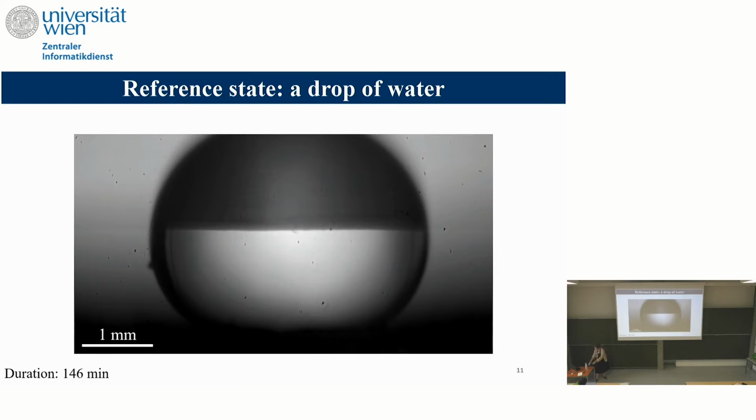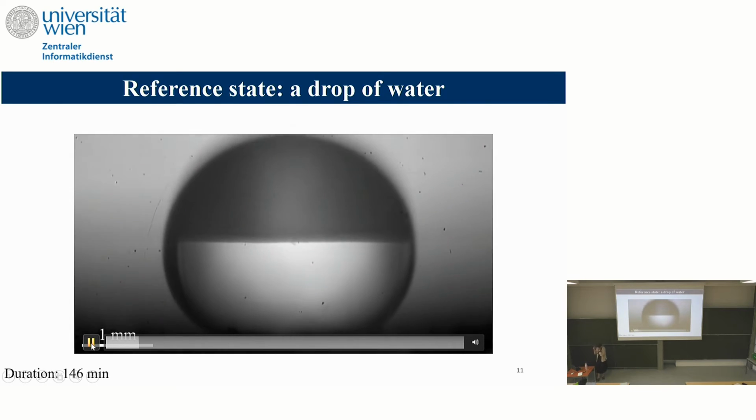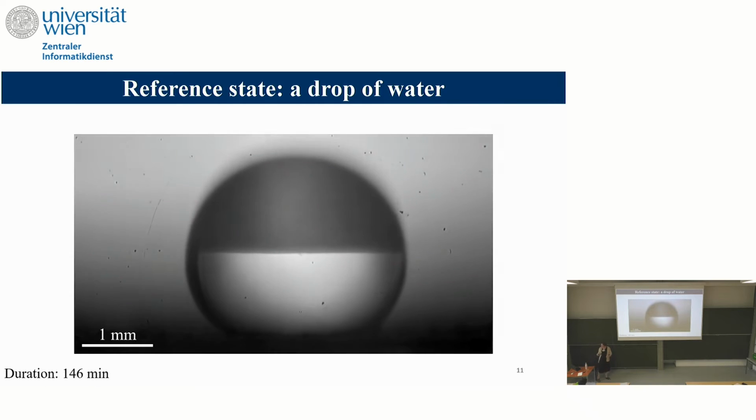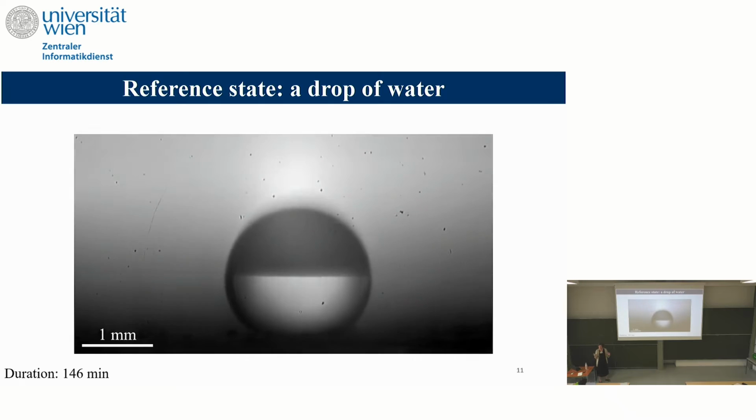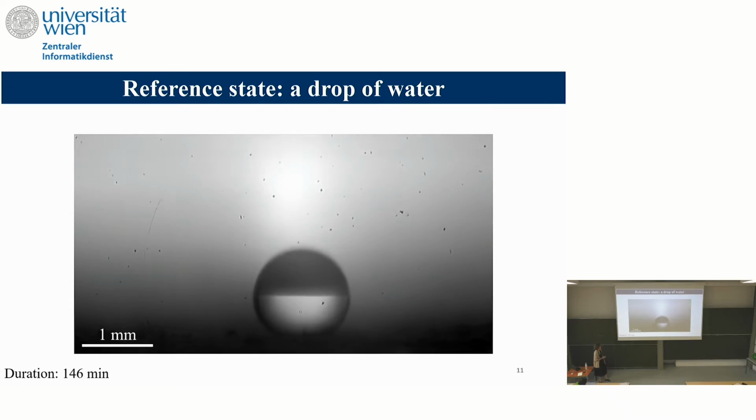So let's look at a movie. This is just the control experiment, a drop of water, okay? I don't know why it doesn't play itself. So it's under controlled humidity, and then it shrinks. You see a lot of stick-slips, and then it disappears once it has fully evaporated.